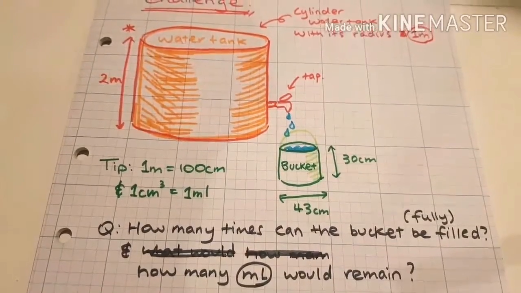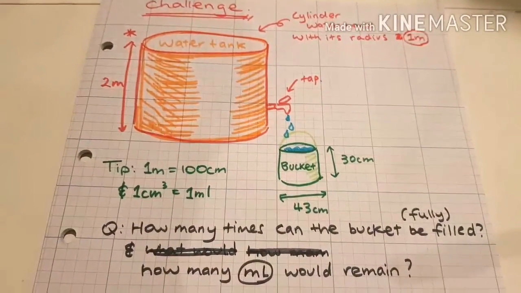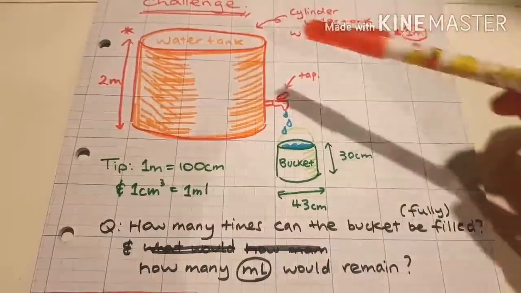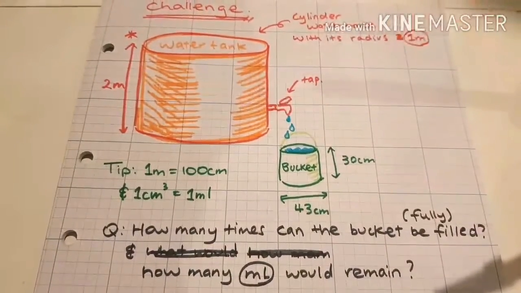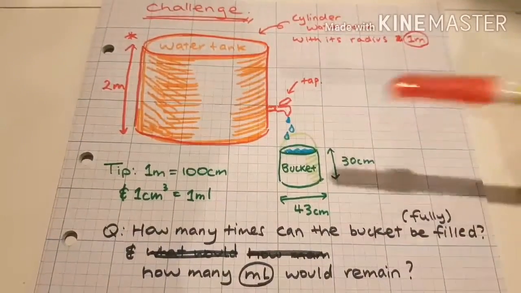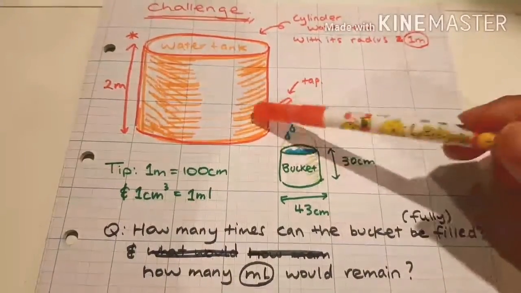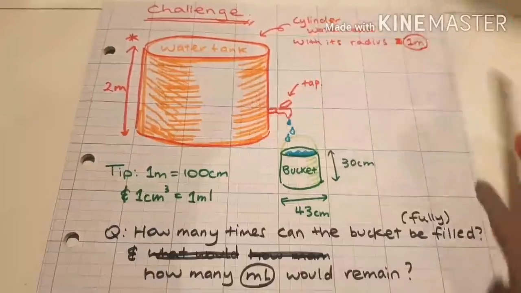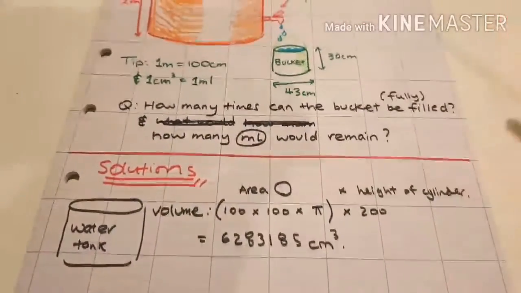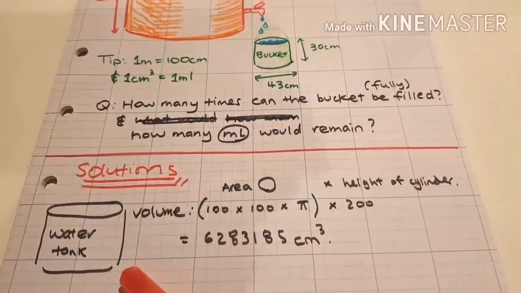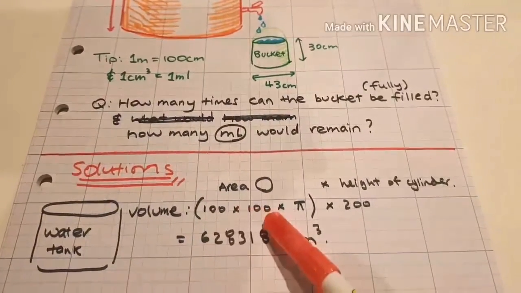Right, what do you think I need to do first? I need to calculate the volume of the water tank, the volume of the bucket, okay, and see how many times it fits in there. Right, so let's have a go. Water tank.